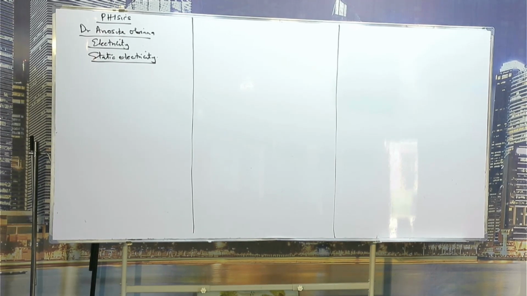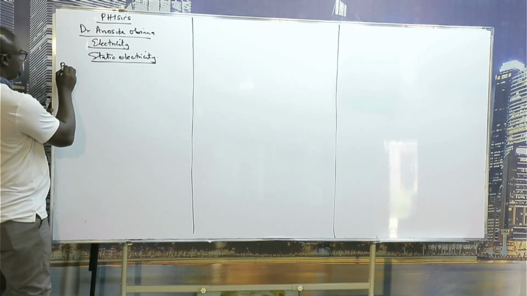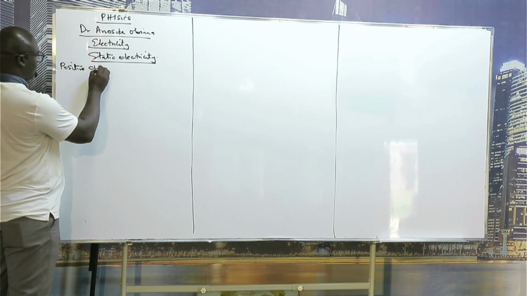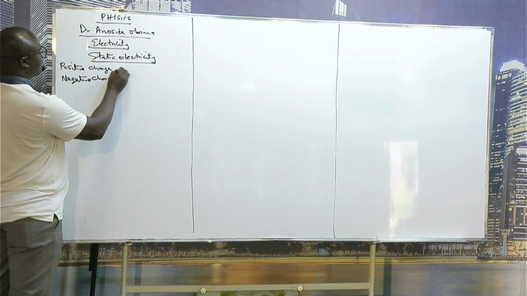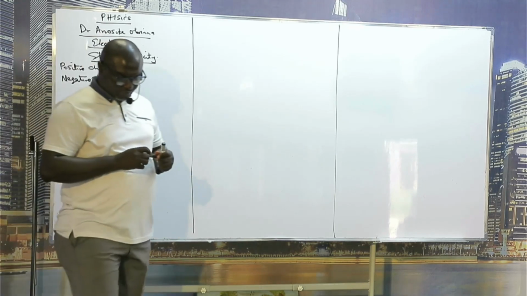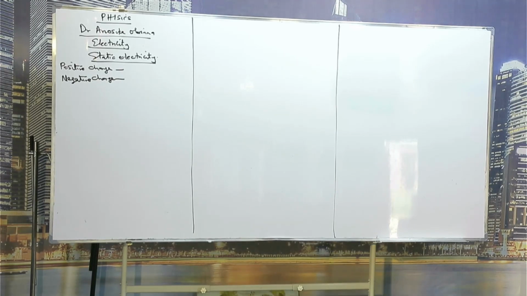Now we start with the static electricity. We have two types of charges. We have the positive charge and the negative charge. Positive charge, negative charge. Positive charges are produced by rubbing a glass rod with silk. A glass rod with silk.